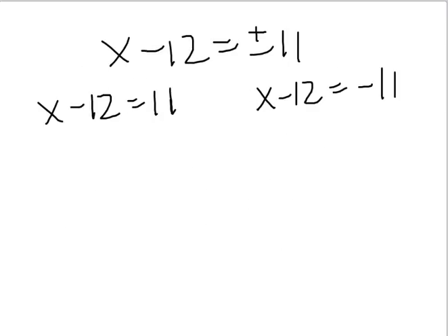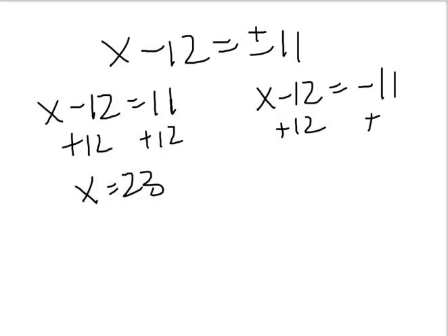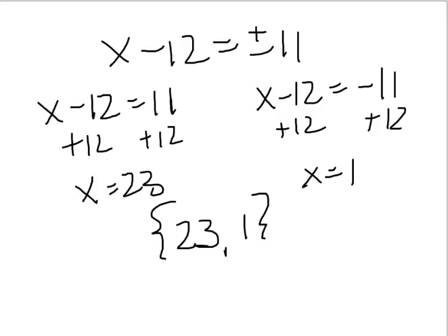So that means x minus 12 equals positive 11, or x minus 12 equals negative 11. So I'm going to add 12 to both sides, and I get x equals 23, or I get x equals 1. So my answer would be 23 or 1. Alright, let's try another one.